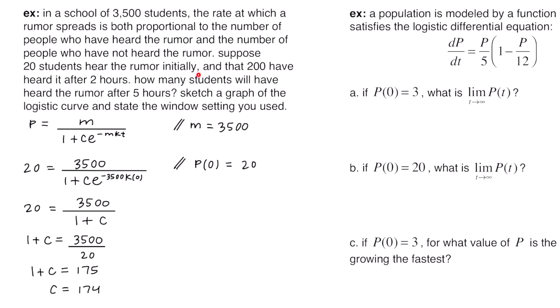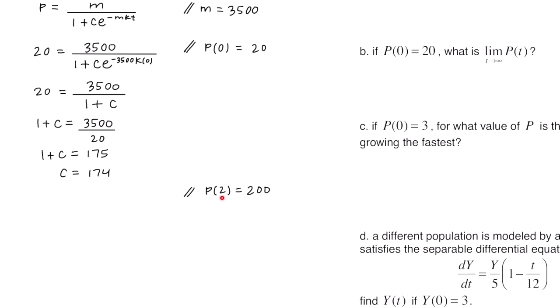Next it says that 200 people have heard the rumor after 2 hours. So we're going to plug in 2 for t, 200 for p, and then we also have this value for c, and then we still have the 3,500 for m. So we're going to plug all of that into this equation. So here's our equation with everything plugged in.